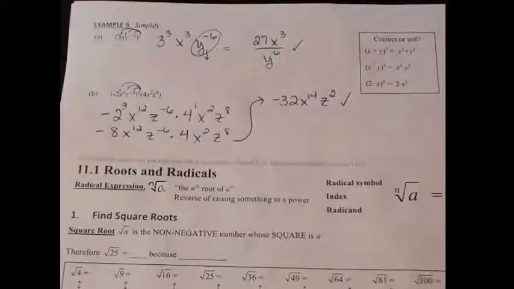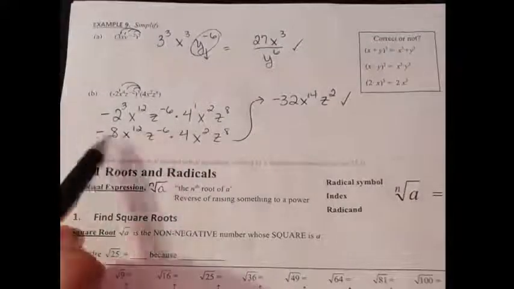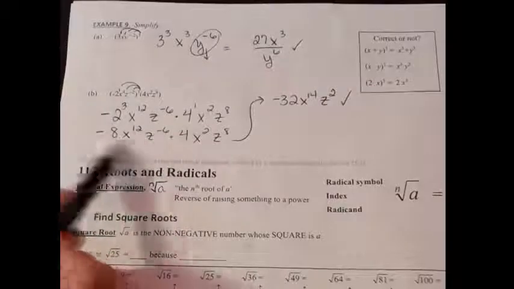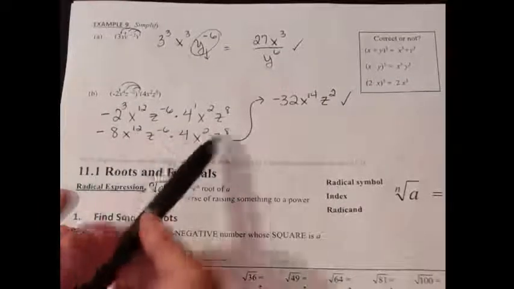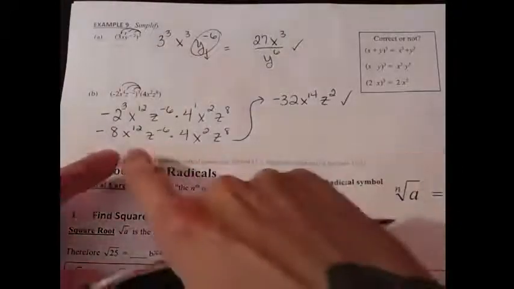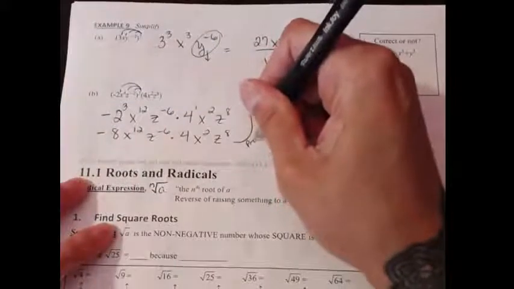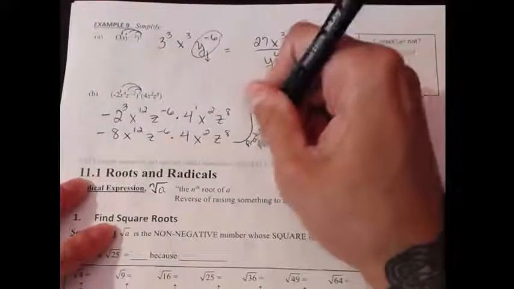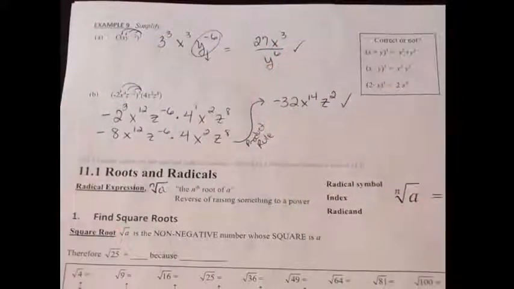So something to think about in terms of applying the product rule versus using the negative exponent rule first. We totally can. If you wanted to write this as negative 8x to the 12th over z to the 6th and then cancel with the z to the 8th, that's fine. That's not a big deal. I just wanted to show you an alternative because essentially here we're simply applying the product rule. Keep the base, add the powers.